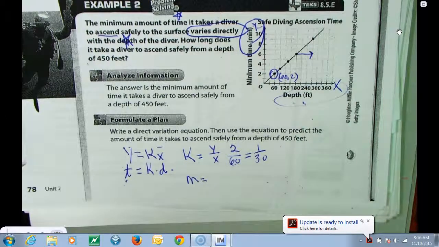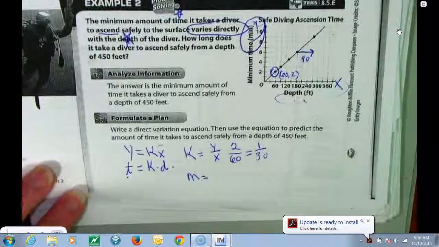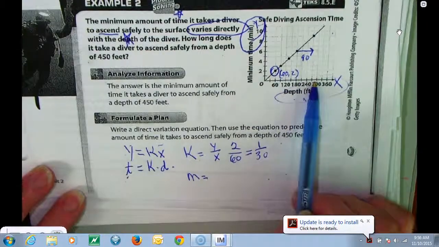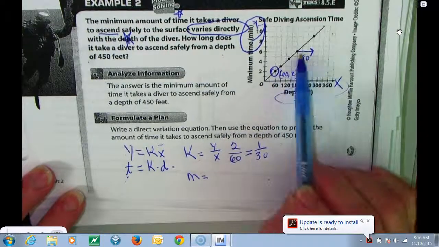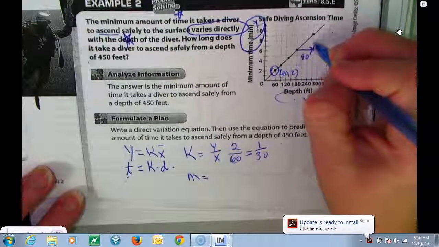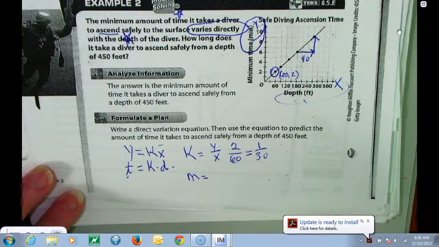Okay, David, what'd you get? 90. Why'd you get 90? Because if you look at the bottom, they go up by 30. Yes, because what's half of 60? 30. So 30, 60, 90. Now, don't say it yet. We're going up.